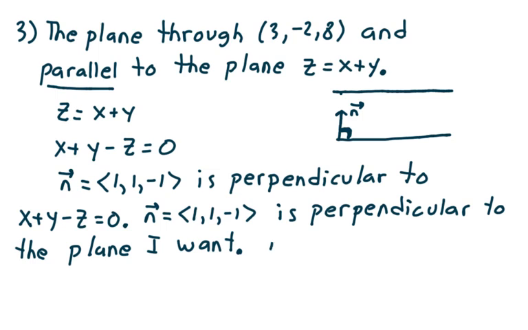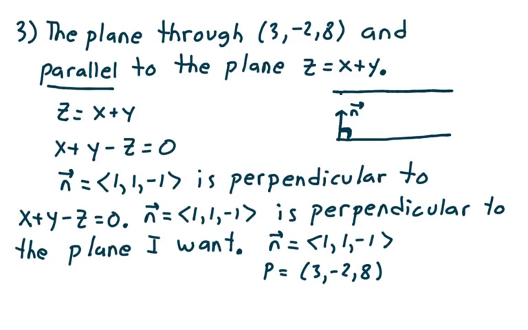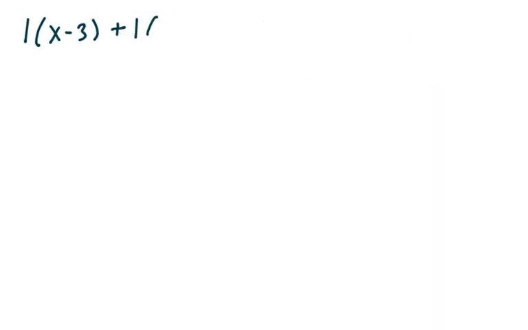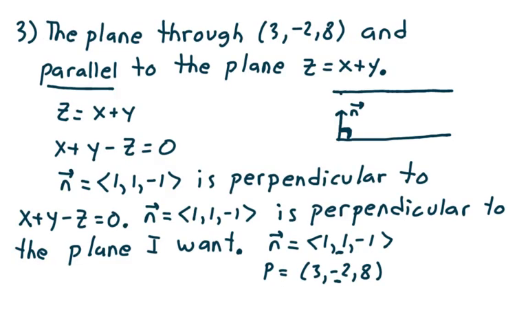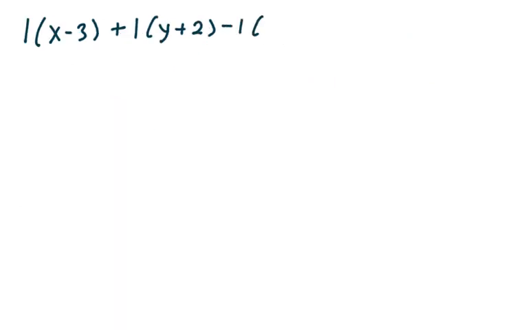Now remember, n equals (1, 1, -1), and my point, P, I'll call it P, is (3, -2, 8). Okay? And so the equation: 1 times (x minus 3), plus 1 times (y plus 2), and then minus 1 times (z minus 8), and that's equal to 0.